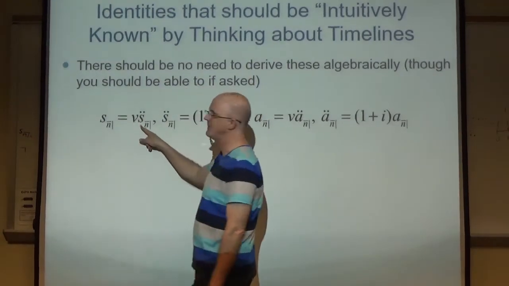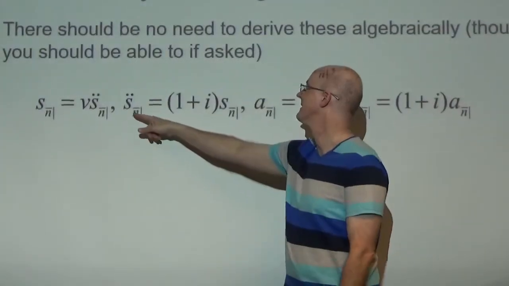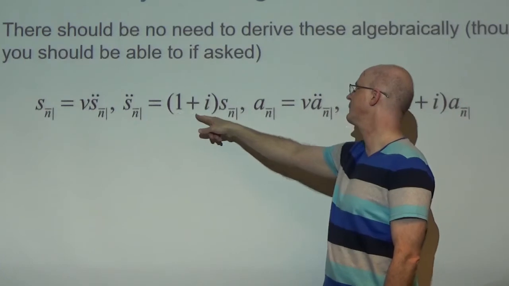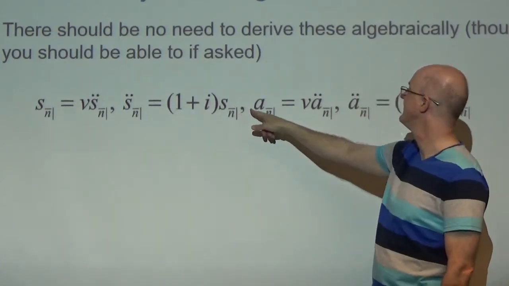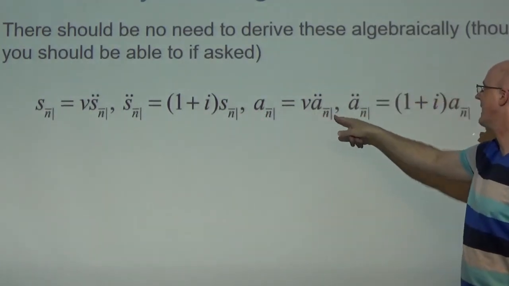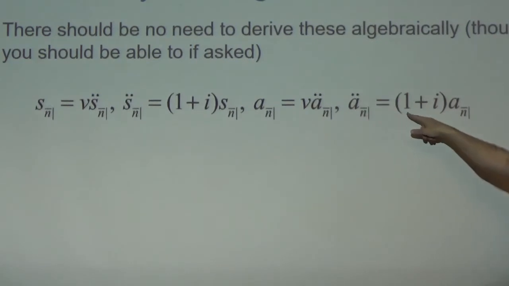Sn is v times Sn double dot. Conversely, Sn double dot is 1 plus i times Sn. An is v times An double dot, and An double dot is 1 plus i times An. What's going on here? Let's take one of these as an example.